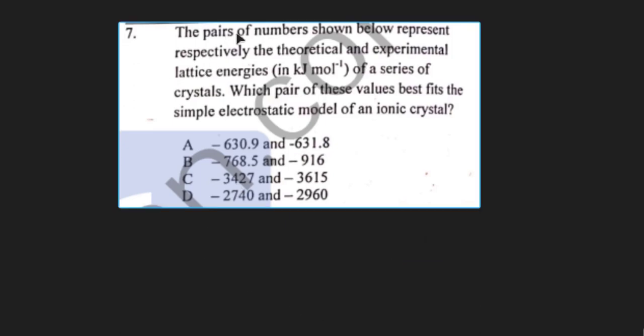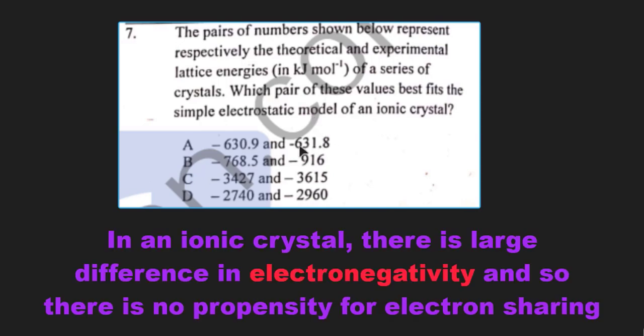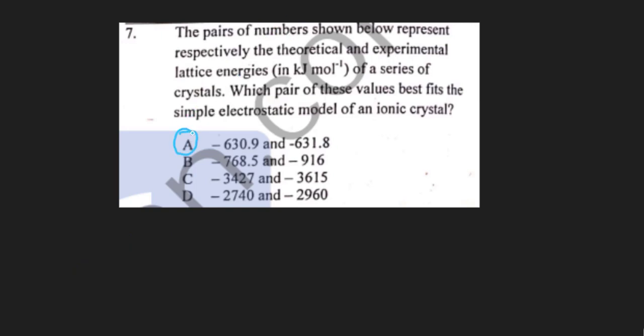Question number 7. The pairs of numbers shown below represent respectively the theoretical and experimental lattice energies in kilojoules per mole of a series of crystals. Which pair of these values best fits the simple electrostatic model of an ionic crystal? For an ionic crystal, we are talking about closeness in the values of lattice energy, and it happens due to the fact that they have large differences in electronegativity. So A is our best answer because these values are closer to each other, making A the correct answer.